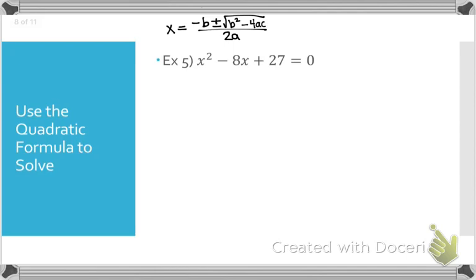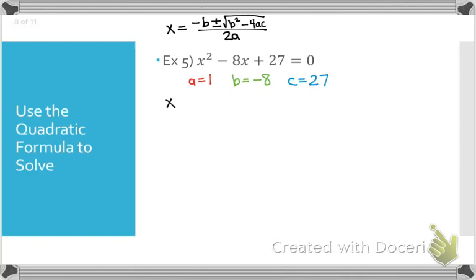All right, so the first thing we want to do is identify what a is. Well, a is the number in front of x squared, so a is equal to 1. Our b is the number in front of the x term, so it's negative 8. And our c term is equal to 27, our constant term. All right, so we're going to go ahead and plug it into our quadratic formula.